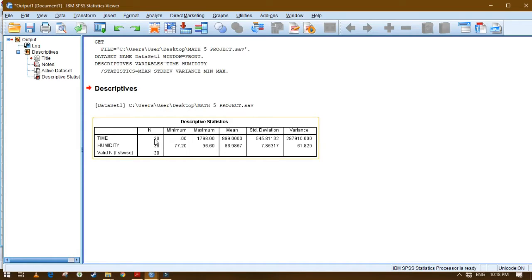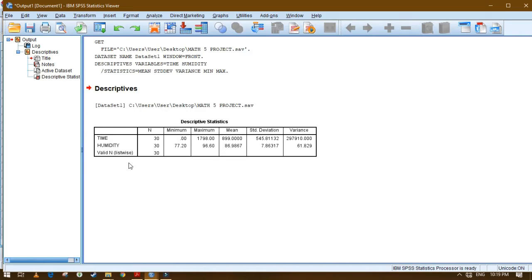So here for the time, the n is 30, minimum value is 0, and the maximum is 1798. For their mean is 899 and the standard deviation is 545.81132. For their variance 297910.